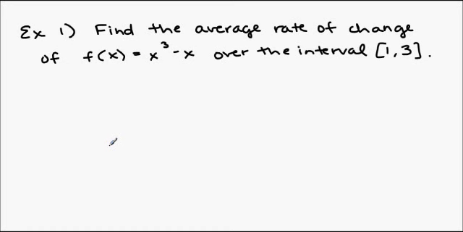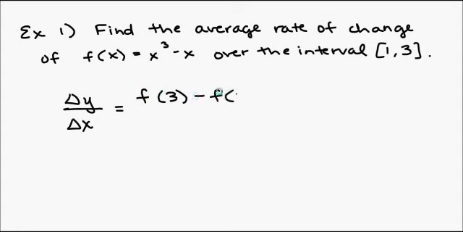Example 1. Find the average rate of change of f of x equals x cubed minus x over the interval 1, 3. So we've already established that we are looking for delta y over delta x. Here, f of x is the same as y, so we're going to have f of 3 minus f of 1, this is our change in y, over 3 minus 1.